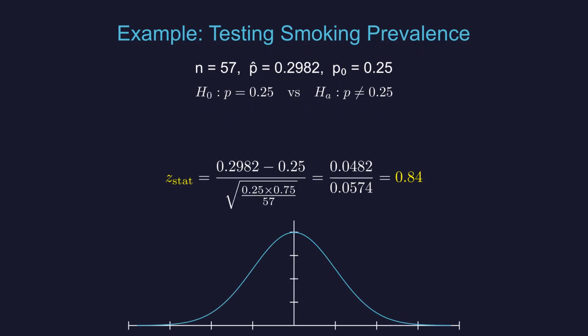On the standard normal curve, the shaded red regions show the rejection zones at alpha equals 0.05. Our z-stat of 0.84 falls well within the non-rejection region. The two-sided p-value is 0.401, which is large. We have weak evidence against the null. The sample proportion is not significantly different from the national average.